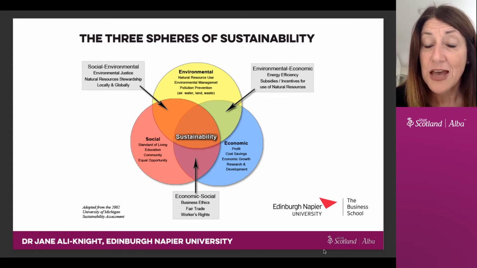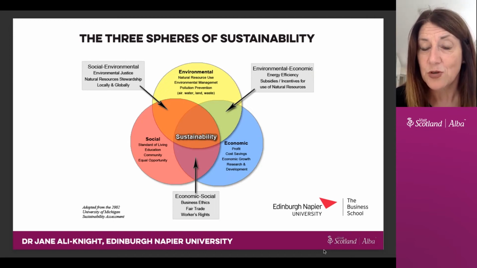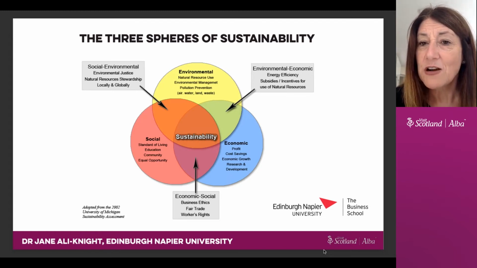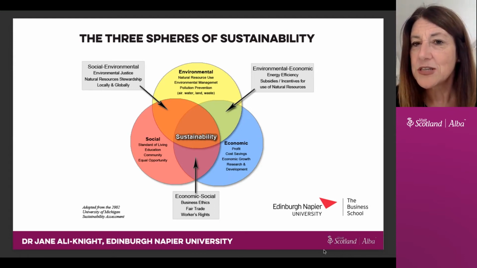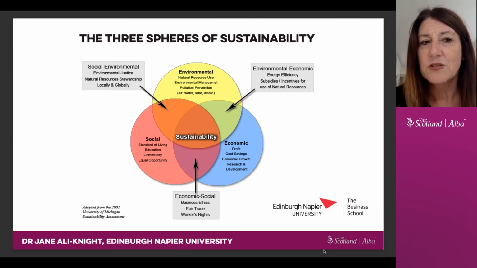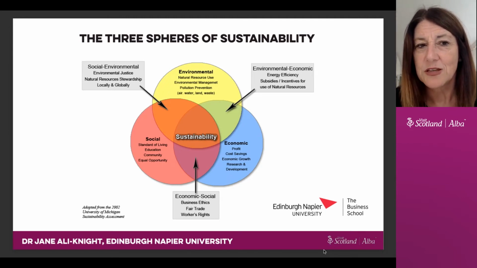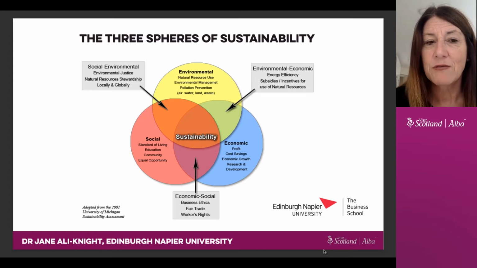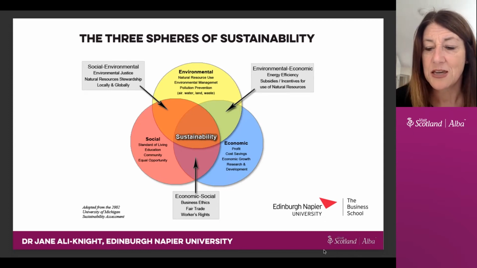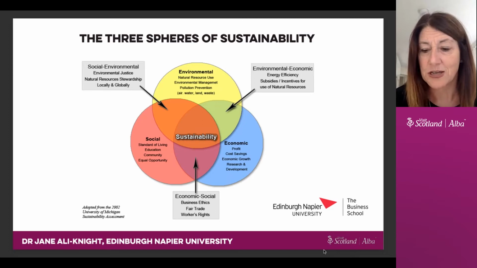We obviously have economic and social, which would look at things like fair trade and workers' rights, which are really critical for events. Environmental and economic, looking at things like energy efficiency, subsidies, and incentives for use of natural resources. And then finally, the social and environmental sphere, thinking particularly about environmental justice and natural resource stewardship, both locally and globally. And these are really key issues for many festivals and events today.